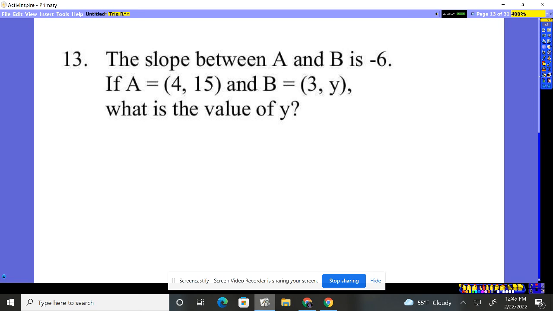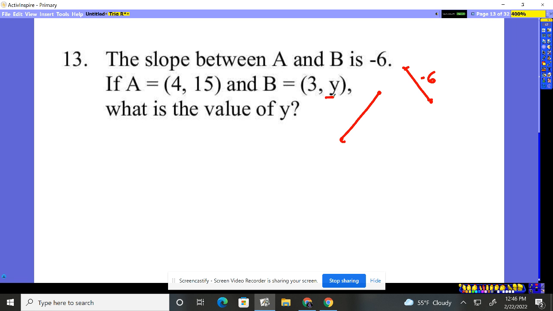Number 13, the slope between A and B is -6. So the slope between these 2 points, from here to here, is -6. Now, obviously, it's going up to the left because it's a negative slope, but that doesn't really matter. A is this, B is this. What's the value of the y right here?